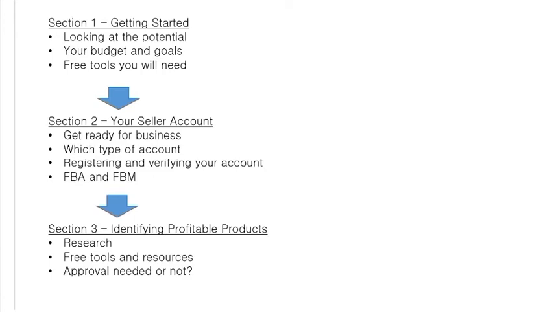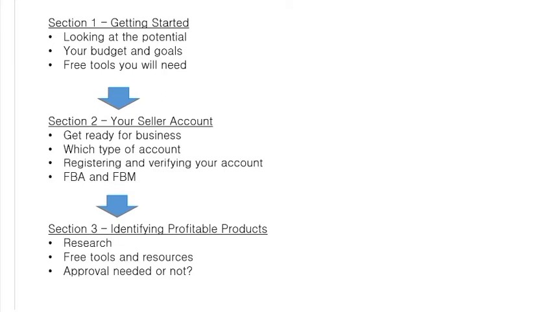We're also going to look at the two different ways of selling, which is FBA, so fulfilled by Amazon, or FBM, fulfilled by merchant. So we'll talk about that so you can start to get an idea of which one is going to be right for you. And then we're going to go on to identifying profitable products.